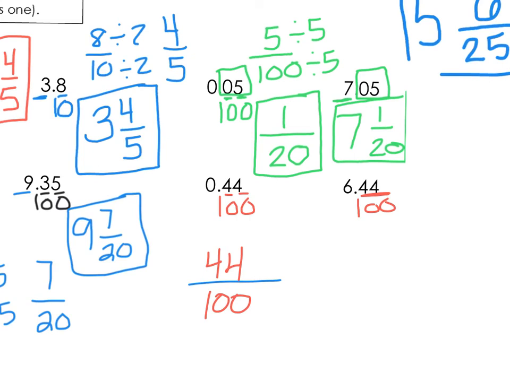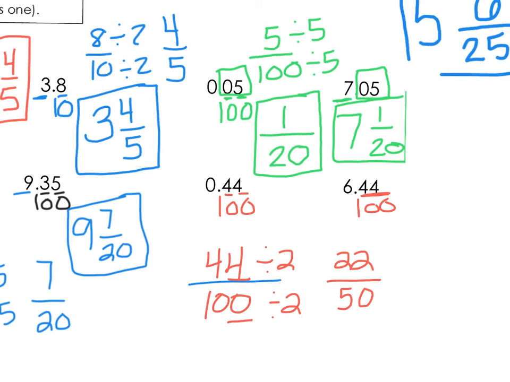And I know that all even numbers, or numbers that end in 0, 2, 4, 6, or 8, are going to be divisible by 2. So I have a number that ends in a 4 and a 0. So I know that they are divisible by 2. And 44 divided by 2 is 22. And 100 divided by 2, or half of 100, is 50. And now I have 22 over 50.